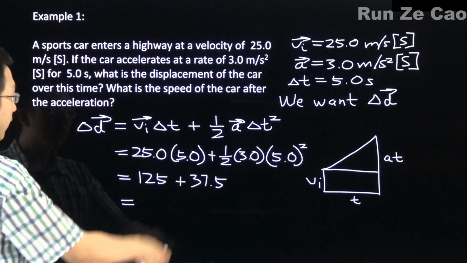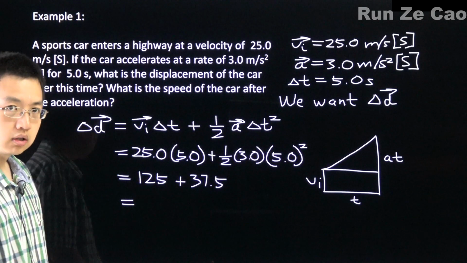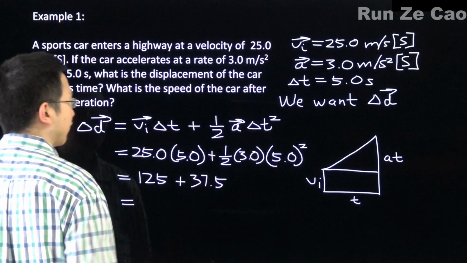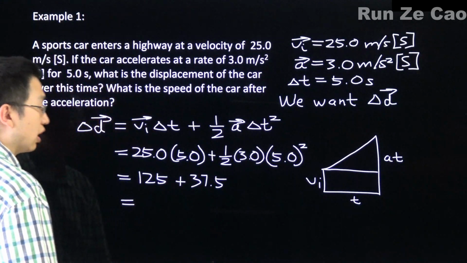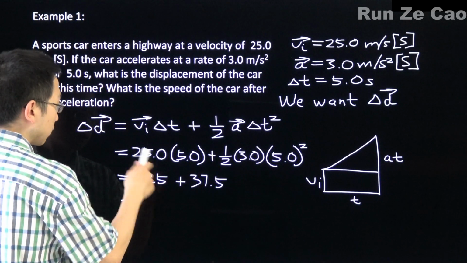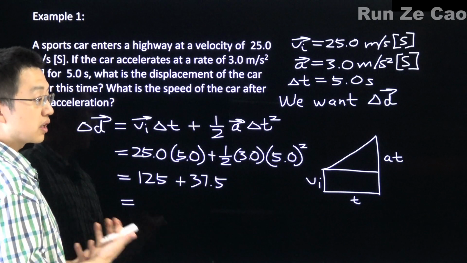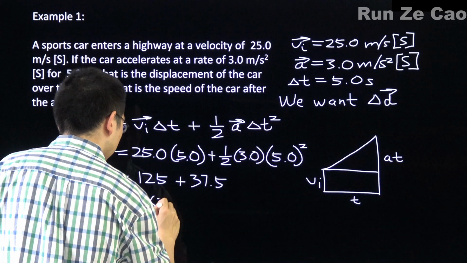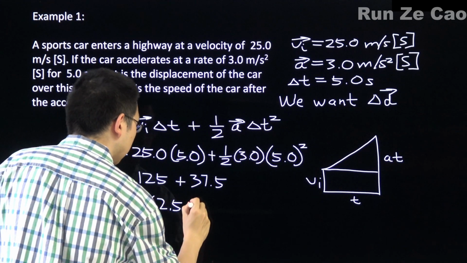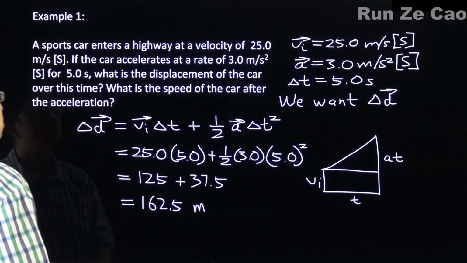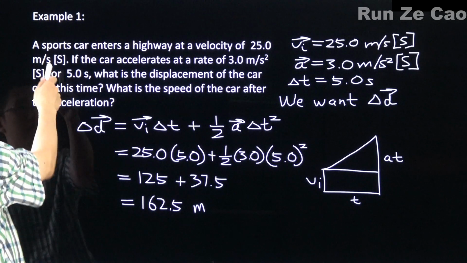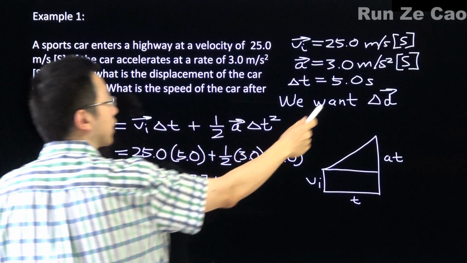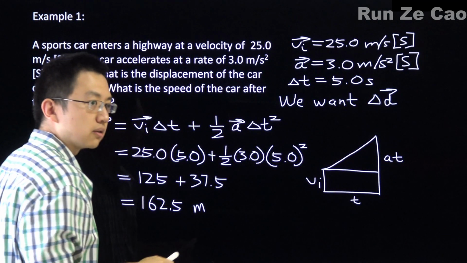How can we do this without adding each digit? Well, 37.5 is 25 plus 12.5. And 125 plus 25 is 150 plus 12.5, 162.5. And this is in meters. In which direction? South. We are treating south here as a positive direction.